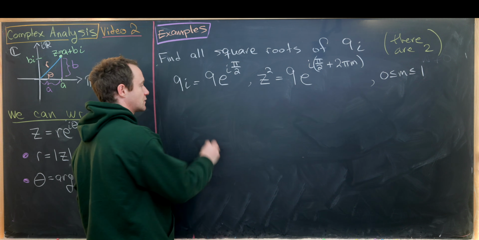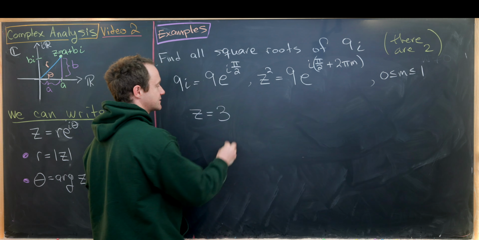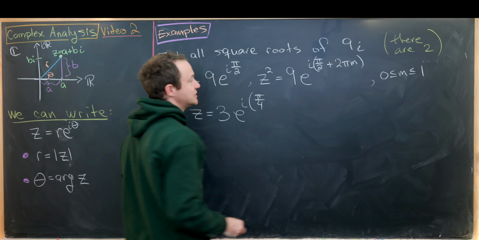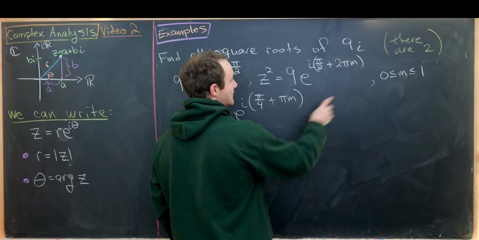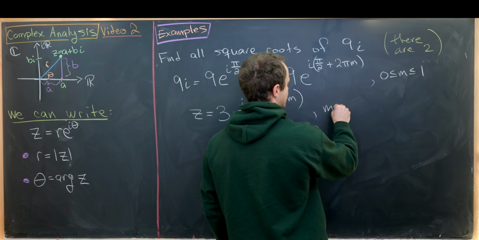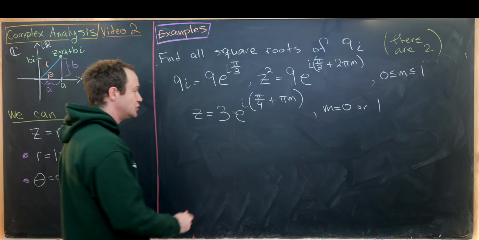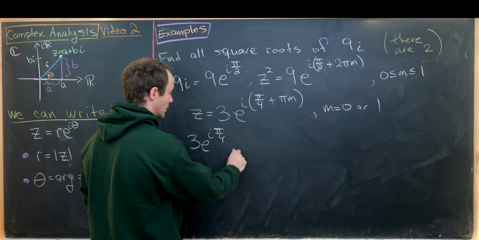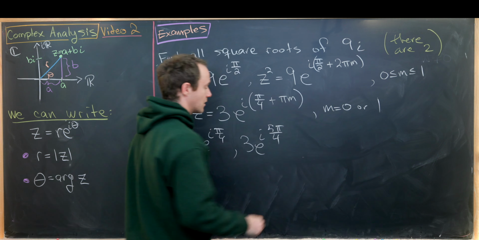Okay, so now taking the square root, we'll get z is equal to 3, because the square root of 9 is 3. Then we'll have e to the i pi over 4. We're dividing each of these by 2, plus pi times m again, where m is equal to 0 or 1. So let's just put 0 or 1 here. So that gives us 2 values. We have 3e to the i pi over 4, and we have 3e to the i 5 pi over 4.